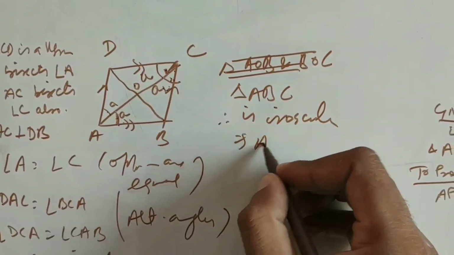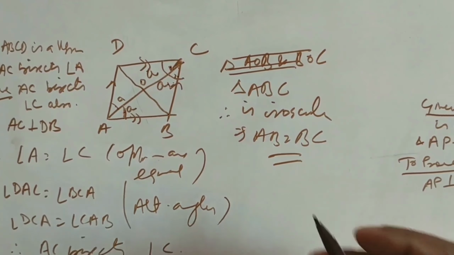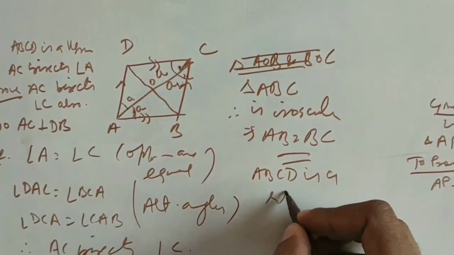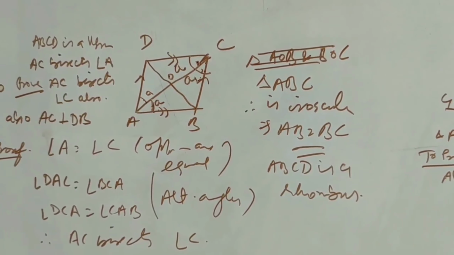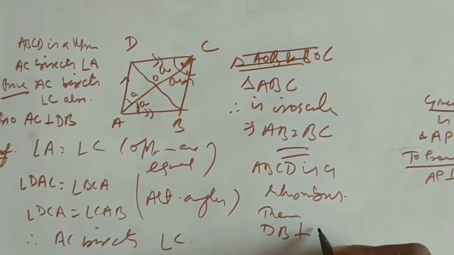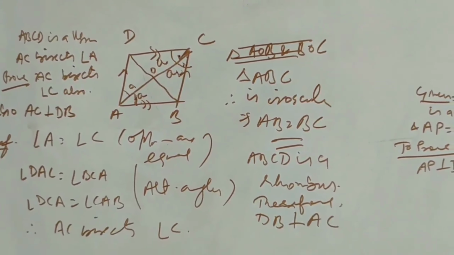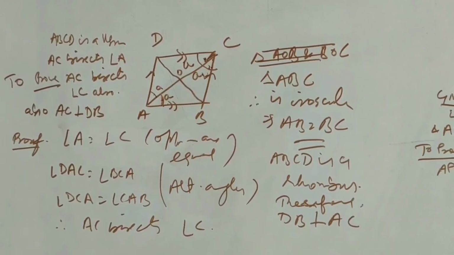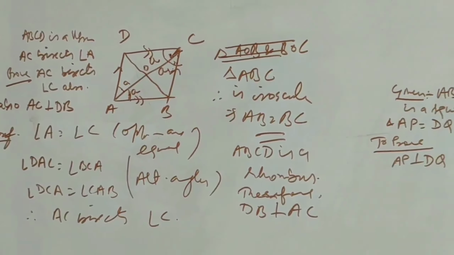So therefore AB and BC must be equal. So if AB and BC are equal, then parallelogram ABCD is a rhombus. If ABCD is a rhombus, then DB will be perpendicular to AC. Therefore you will write, therefore DB will be perpendicular to AC. Okay, so this was about both the parts. The first part was AC bisects angle C also, and AC and DB are perpendicular.